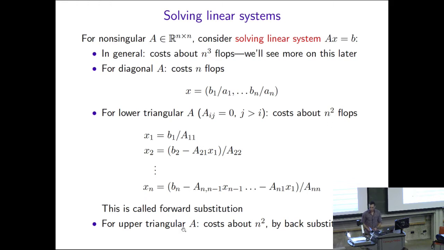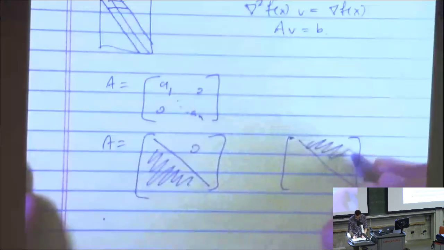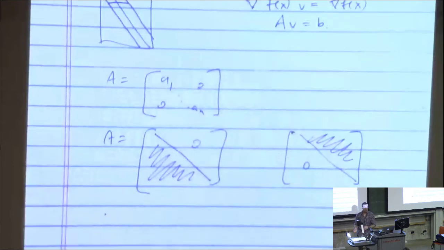For an upper triangular matrix, it's the opposite. I have non-zeros just on the diagonal and above, and I have zeros all below. It's the same idea, just in reverse. It's called back substitution. It's again order n squared.